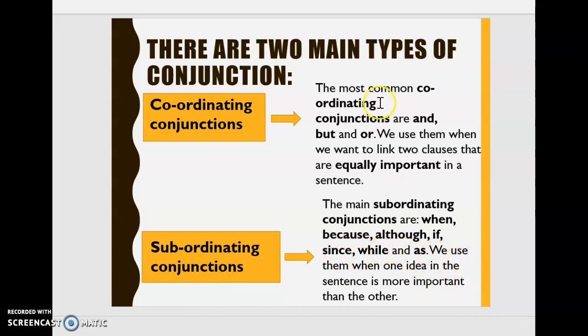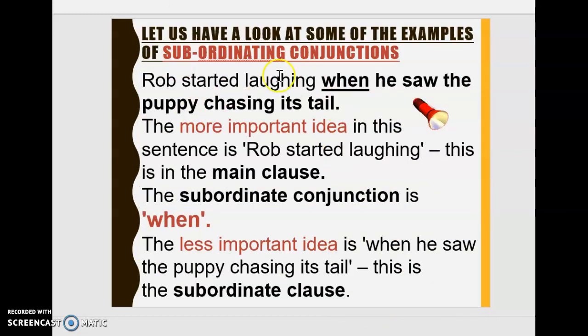But this is slightly different from coordinating conjunctions because here we only use them when one idea in the sentence is more important than the other. So look at this example. Rob started laughing when he saw the puppy chasing its tail. Rob started laughing. This holds more importance. This is the main part of the sentence, the more important idea, that he started laughing. You can also call this a main clause.